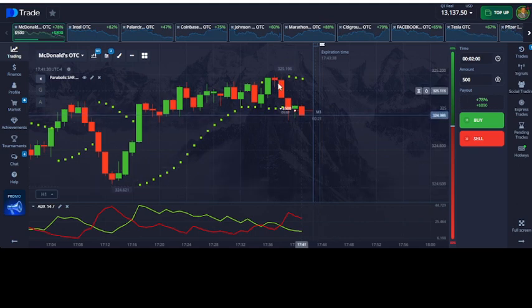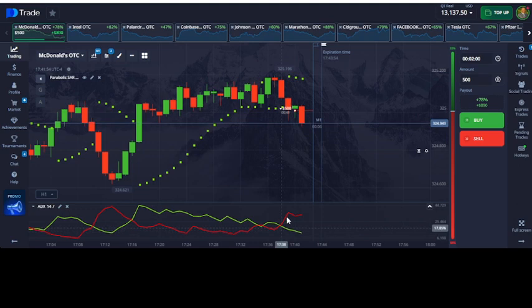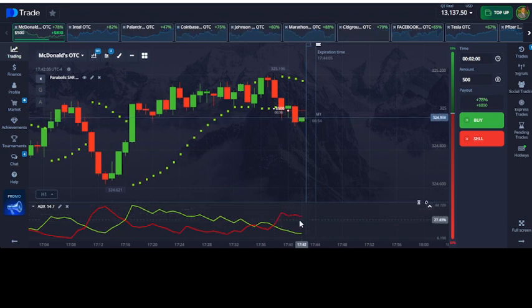Like I said, first of all, you look for the parabolic SAR dots. They begin to print above the candles, suggesting a bearish reversal from this level of resistance here. And the red minus ADX line crossing the green ADX line, suggesting that sellers were in control, or bears were in control. All right, so let's wait for this expiration.